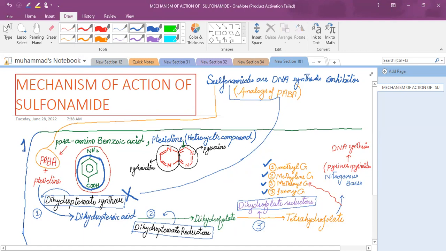In the second mechanism, sulfonamides are going to inhibit this dihydropteroate synthase. When this dihydropteroate synthase is blocked, the conversion of para-aminobenzoic acid and pteridine into dihydropteroic acid will not happen. So all the rest of the products will not be formed and ultimately DNA will not be formed. This is the mechanism of action of sulfonamides.